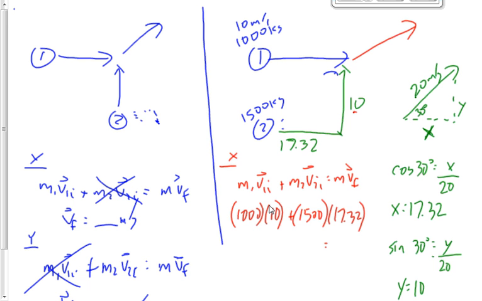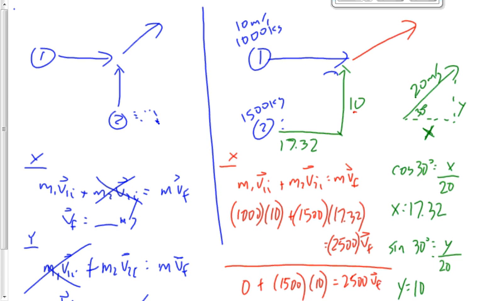The final mass is 2,500 kilograms. And you're going to solve for VF there. Solve for VF. Now, when you're doing the y component, the initial momentum for the y component will be 0. The initial momentum for object number 1. For object number 2, it will be 1,500 times 10 this time, not 17.32, because we're looking for the y component. Equals 2,500 times VF.